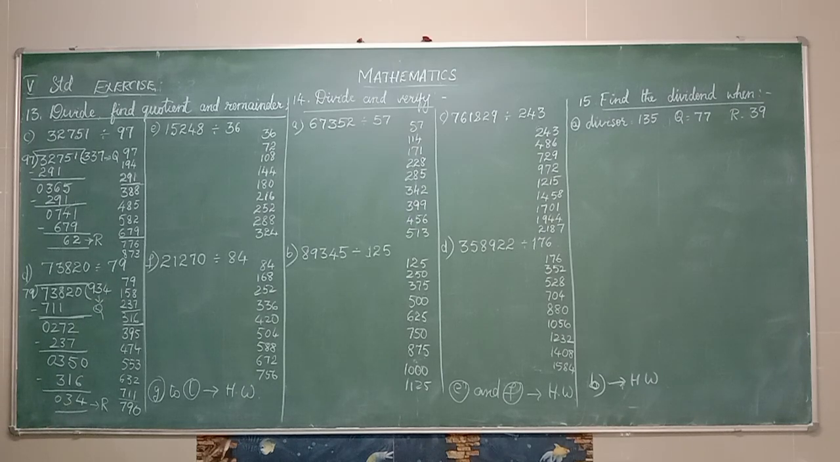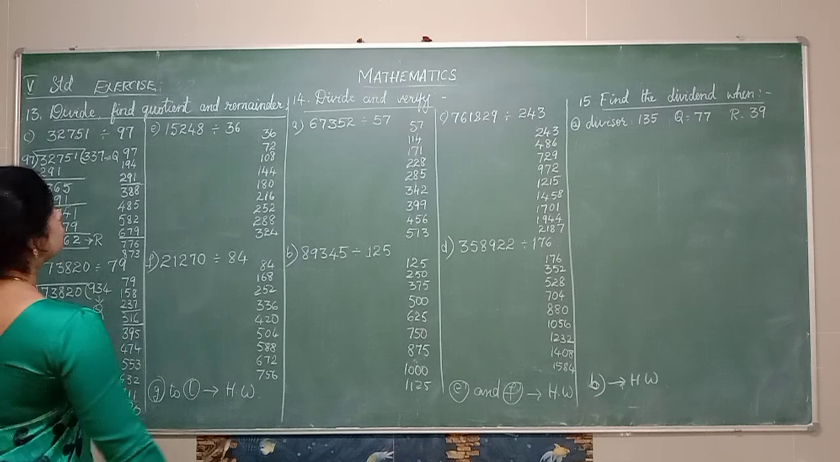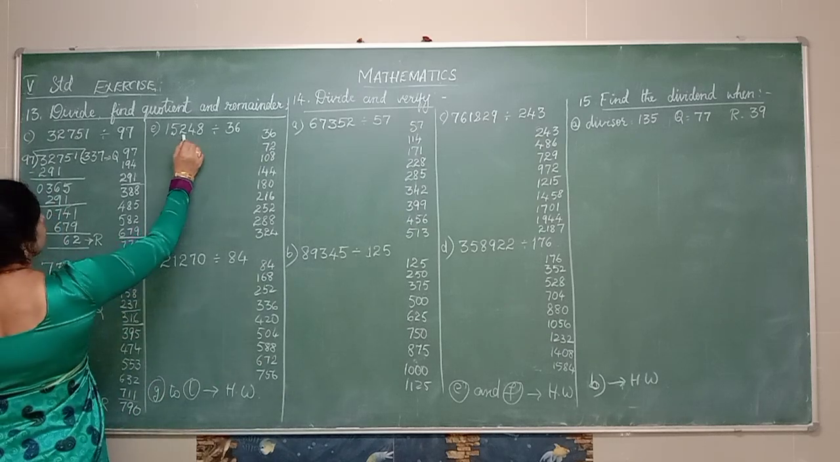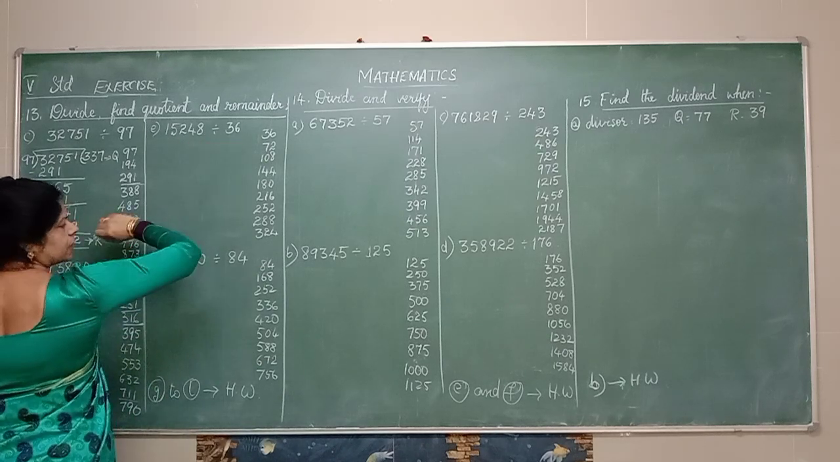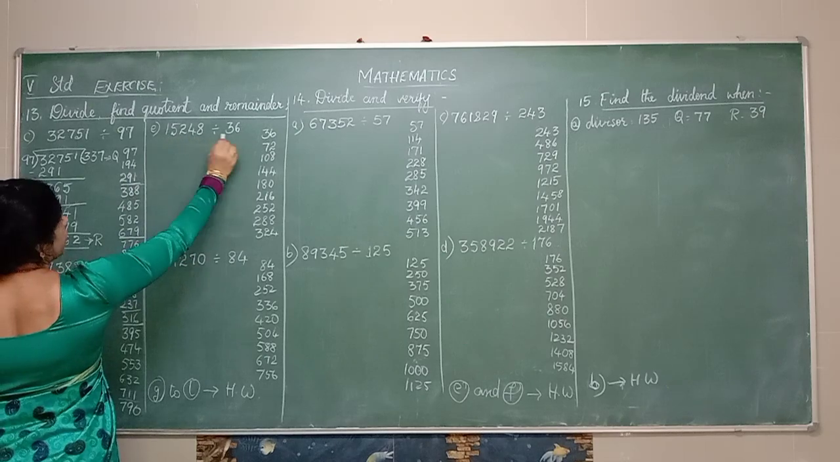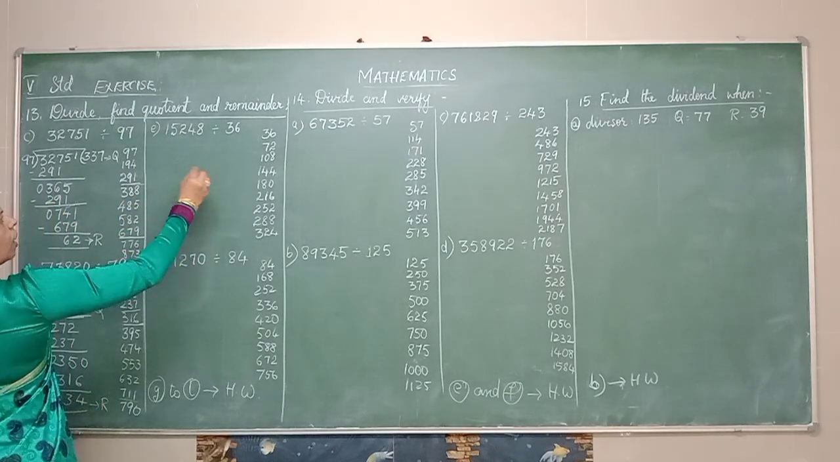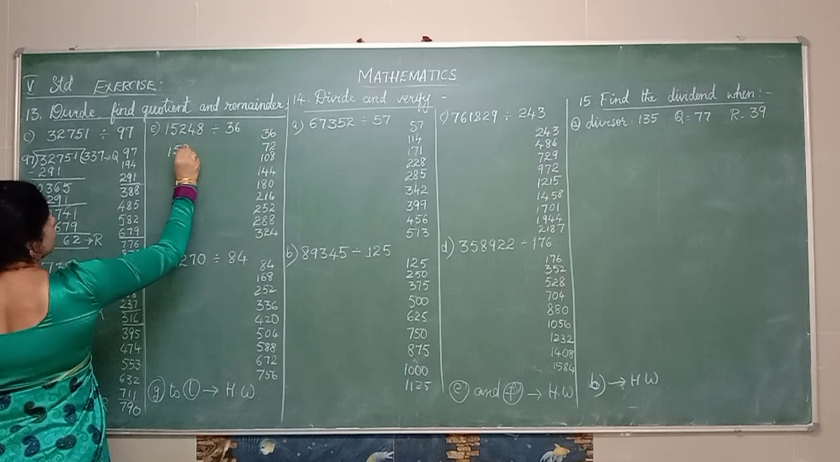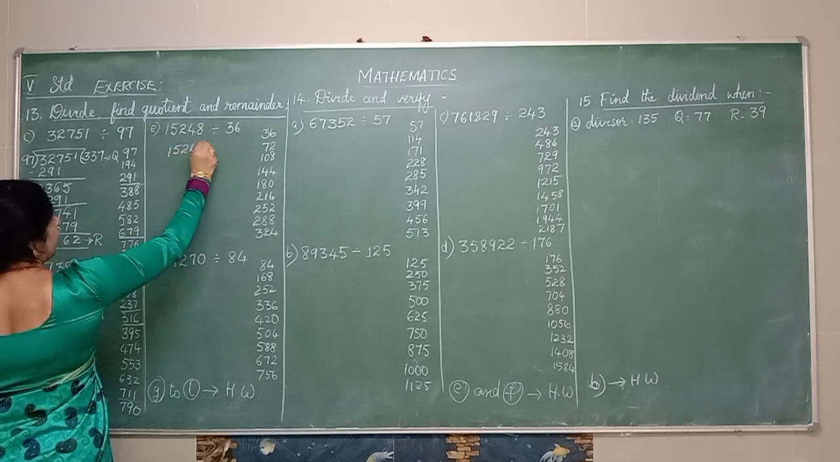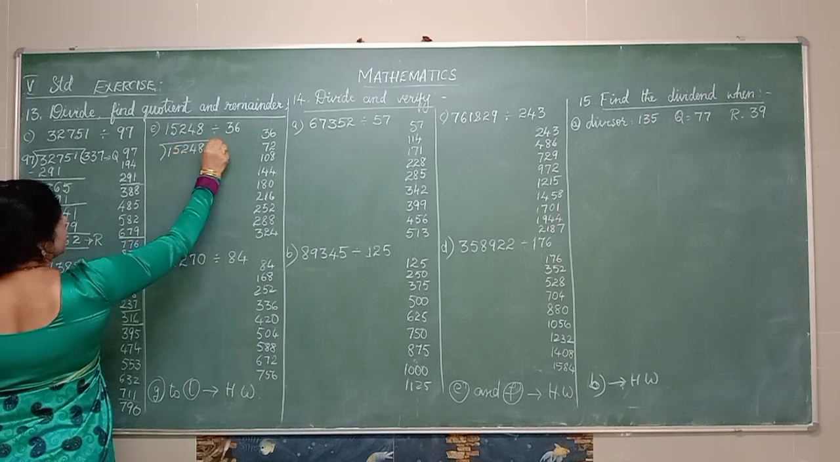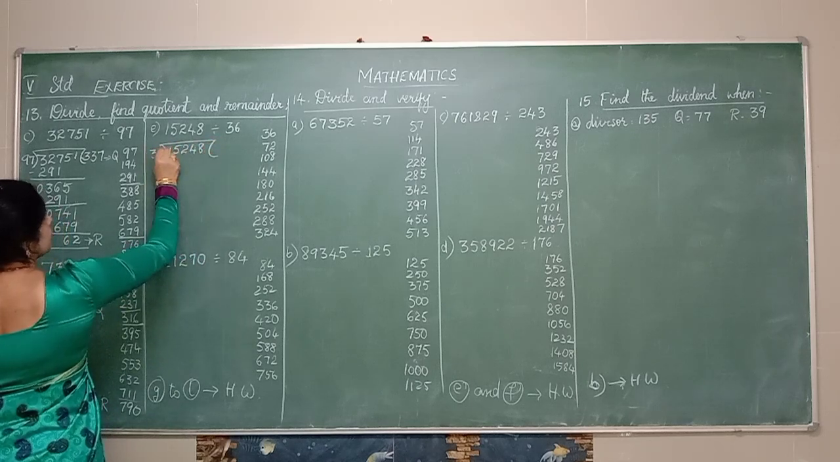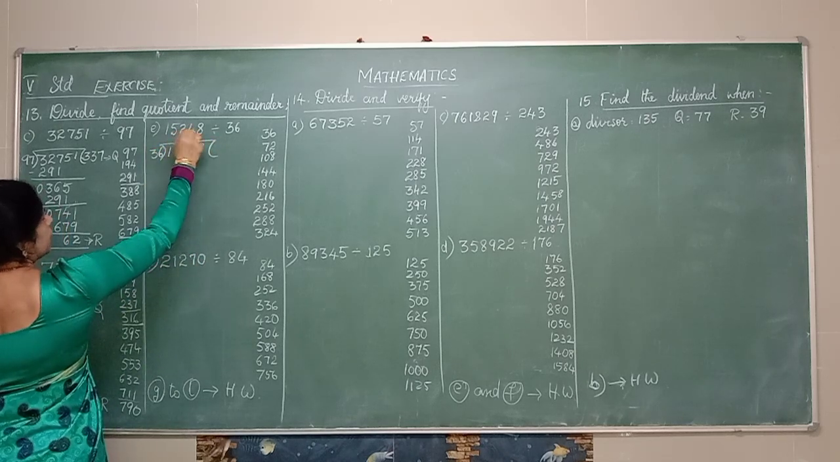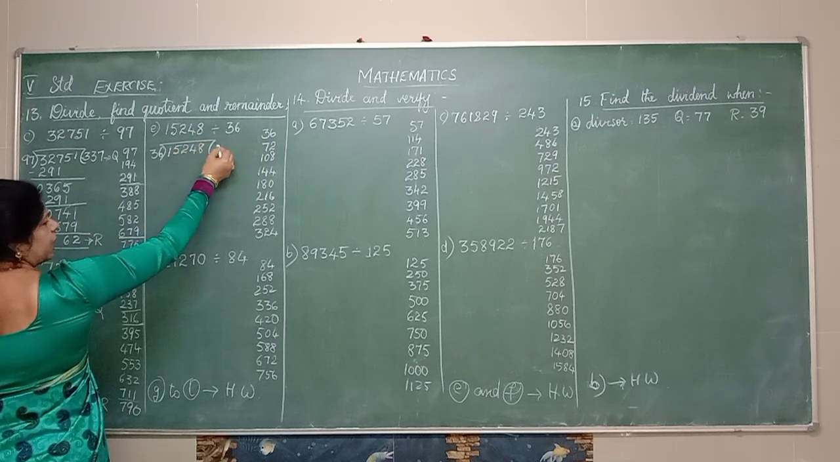Okay. Coming to the next one. You see, 15,248 divided by 36. What do you have to do? We'll see. 15,248 is the dividend and the divisor is 36. Children, you can write quotient here or you can write in this form. Both the ways are correct. Either here or here you can write.